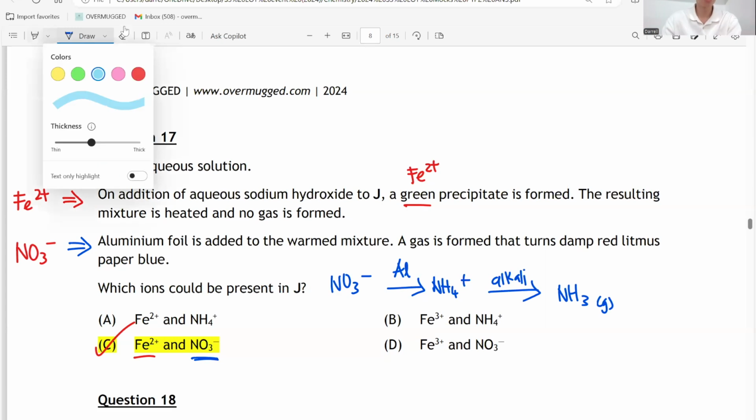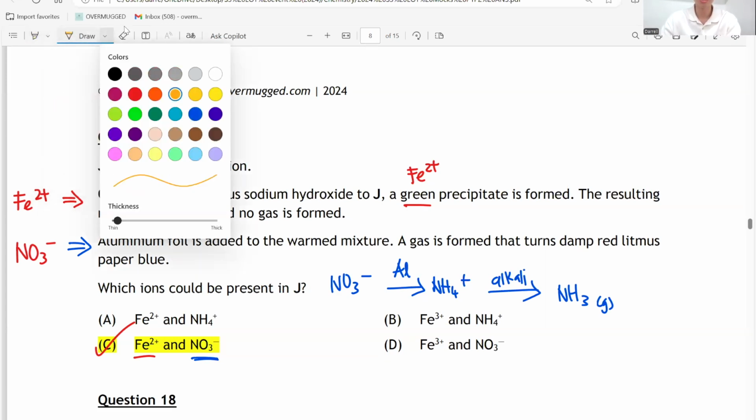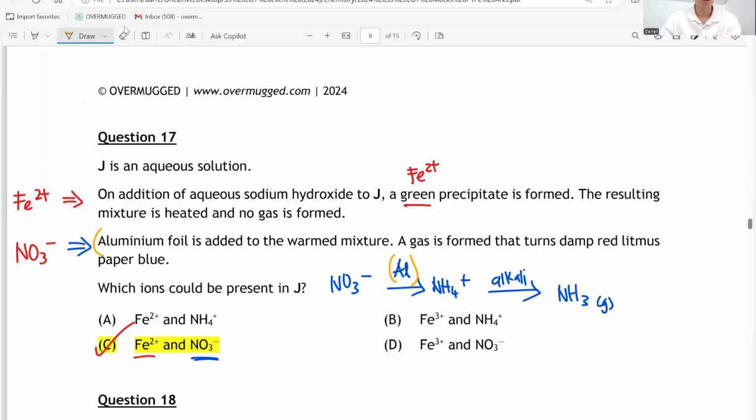So where is this aluminium? You can easily spot it in the question. It's over here. Where is this alkali then? We added aqueous sodium hydroxide and it's currently still in the mixture.